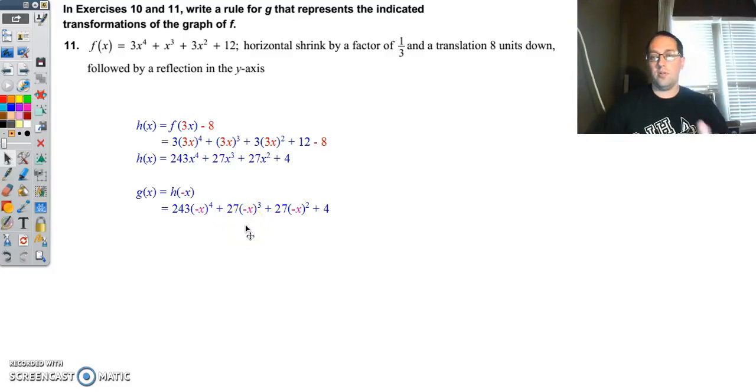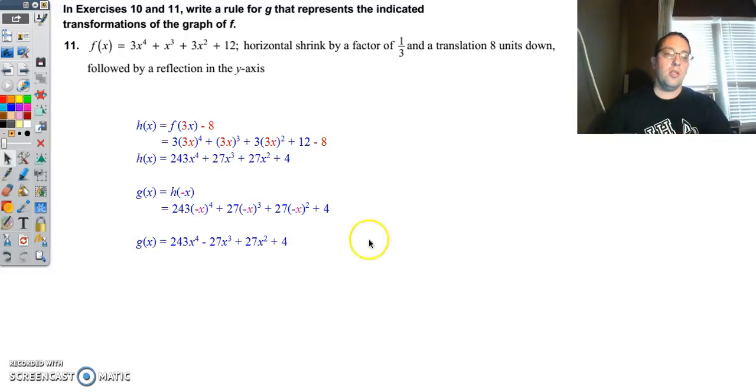And if you remember this from Descartes' rule of signs, the only signs that are going to get changed are the ones that have odd exponents. So this is the only one that actually changes from our h of x we had right there. And so there it is. Again, that just makes this one negative, but the rest stay the same. And that is transformations of polynomial functions.